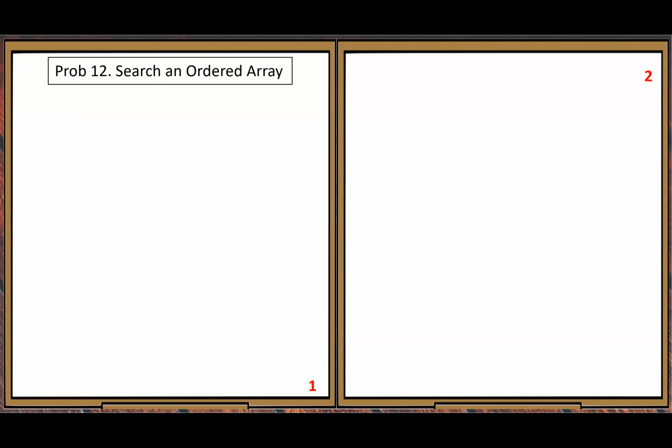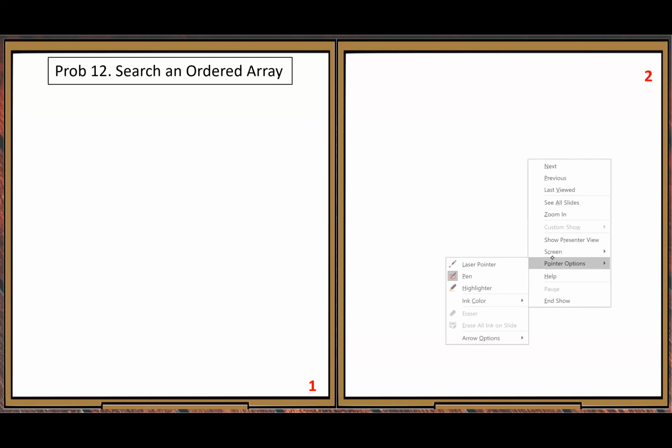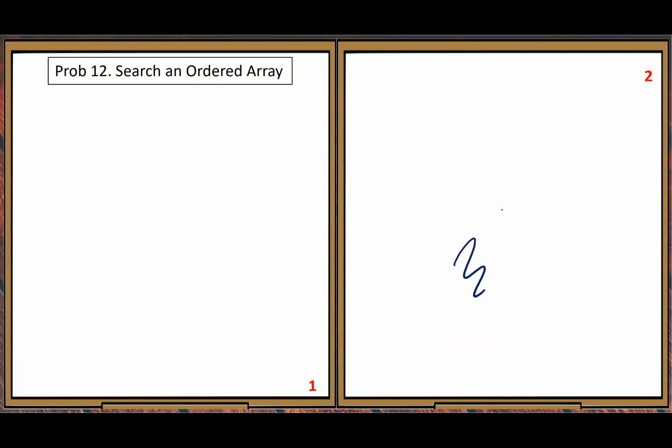Search an ordered array this time. Not unordered. This condition is important. Ordered array. Don't forget that. Why do I emphasize that?